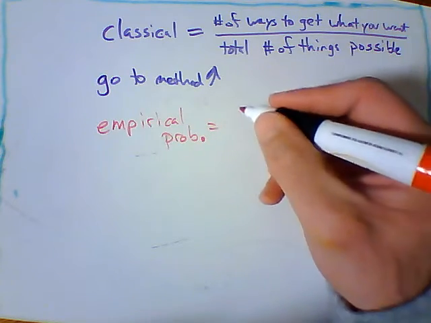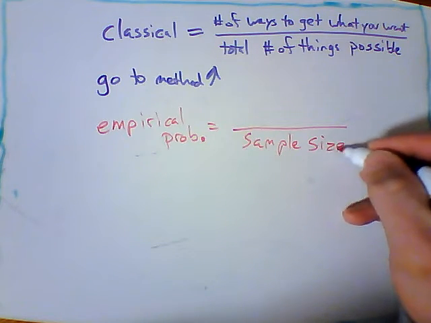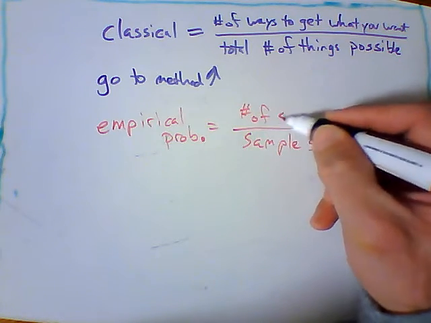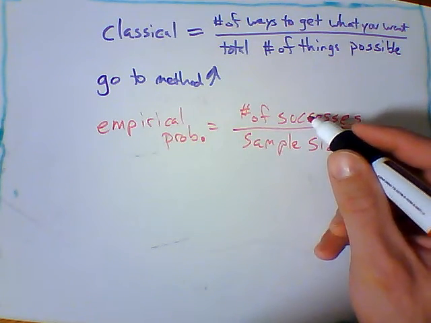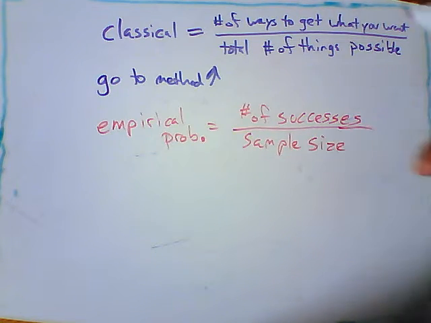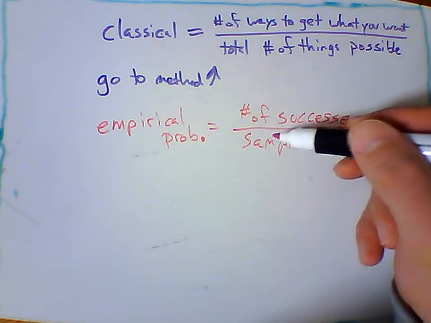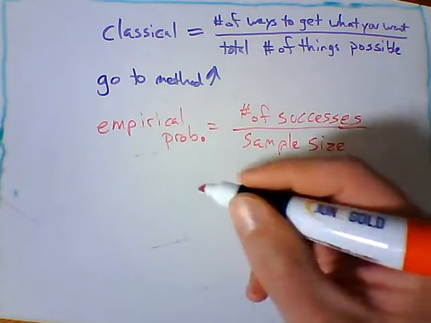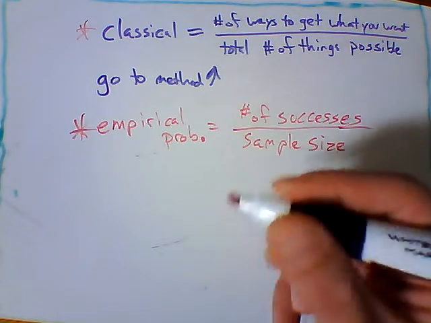Empirical probability is your sample size on the bottom: how many trials you had, how many attempts you made, and this over here is the number of successes divided by the total number. So it's how many times you got what you wanted divided by how many times you tried. Classical is the number of ways to get what you want divided by the total number of things that are possible. Sometimes this one's better, sometimes that one's better. Sometimes you can only do one or the other. And it's just the way it goes. Those are the two that we will typically use. Either one kind of works.